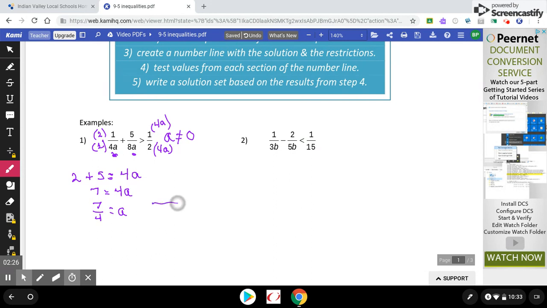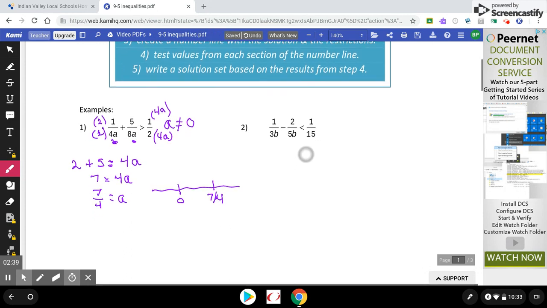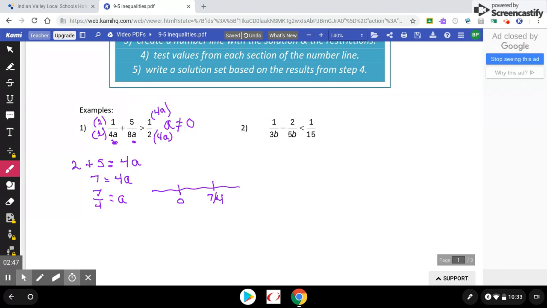So here comes my number line. I have a restriction of 0. I have a solution of 7/4, so they're on my number line. And step 4 says to test values from each section of the number line. So we're going to shortcut this. You really only have to test one section, I'll show you why in a second. I could test any number I want. I could test a number down here in this section of the number line, but that would be negative, which makes it a little tougher to test.